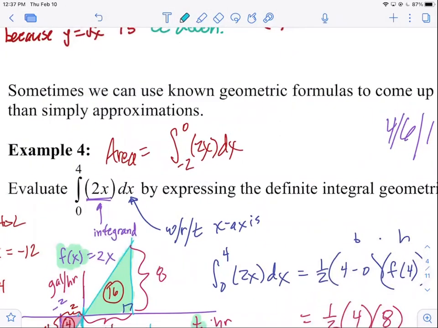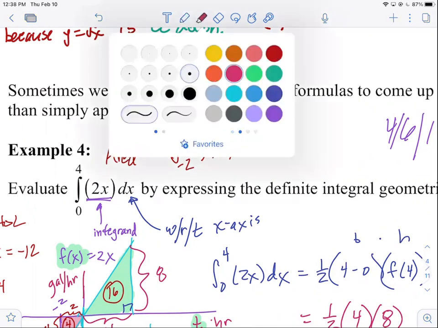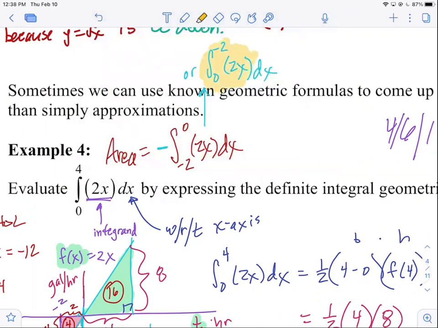You can either, since I've written this down, just put a negative in front, right? That'll calculate the integral and then change the sign. Or the other way to do it is to just flip the intervals of integration, go from 0 to negative 2. And if we have a preference, ooh, that's not a good color. I would say develop a preference for this one.